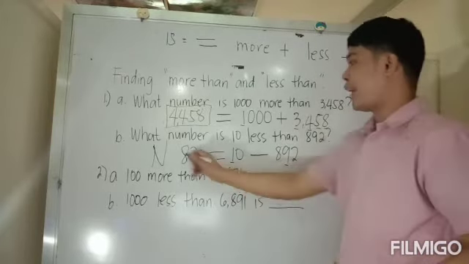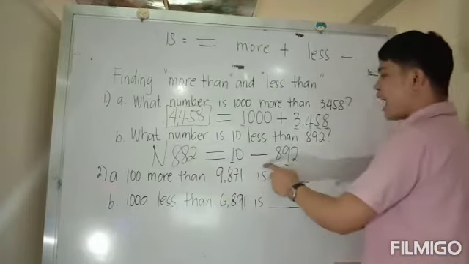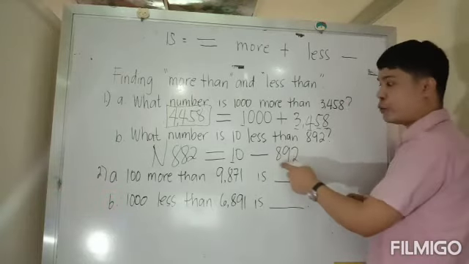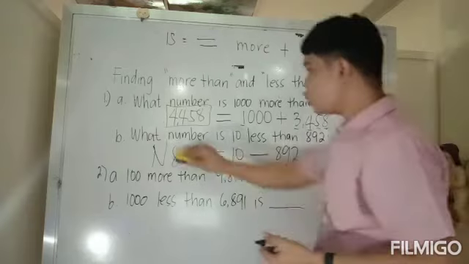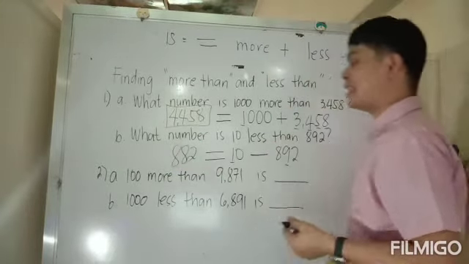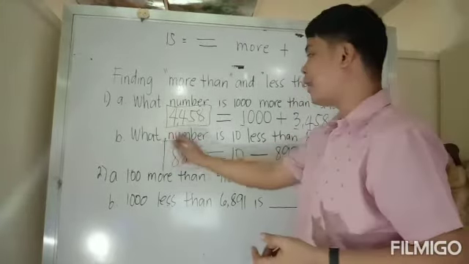And then copy your 8. So now, your answer, 892 minus 10 equals 882. Okay? So, we will erase the n since we already have the value of n.